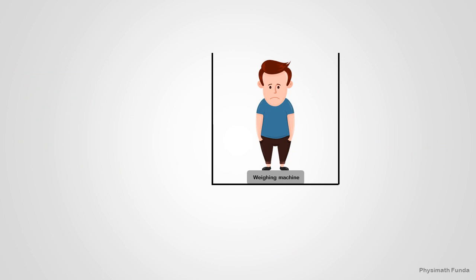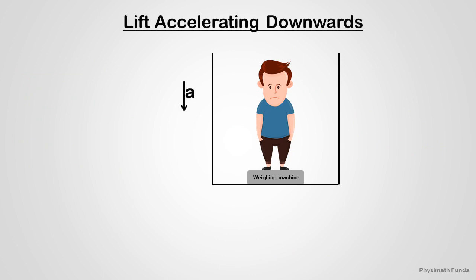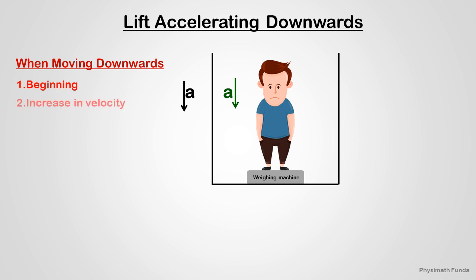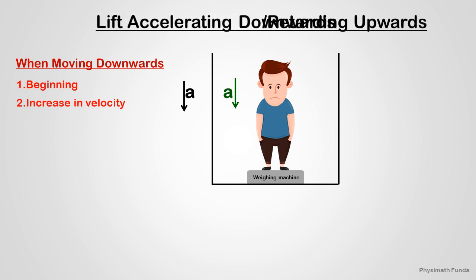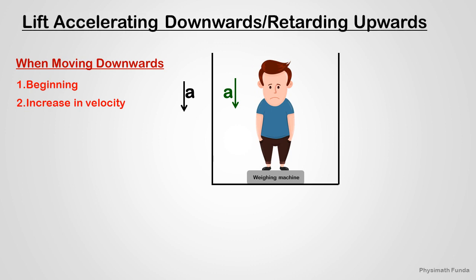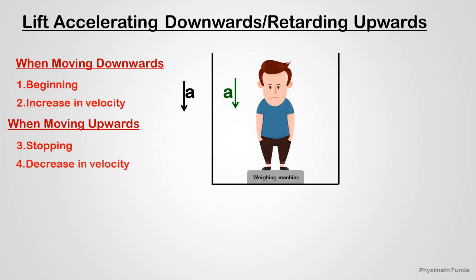Now imagine yourself in a lift which is accelerating downwards. So when does the lift accelerate downwards? It happens when the lift begins to move downwards, or when there is an increase in its velocity while moving downwards. It also happens when the lift retards in the upward direction, that is when the lift stops its upward journey, or when there is a decrease in its velocity while moving upwards. In all these four cases, your acceleration is directed downwards.